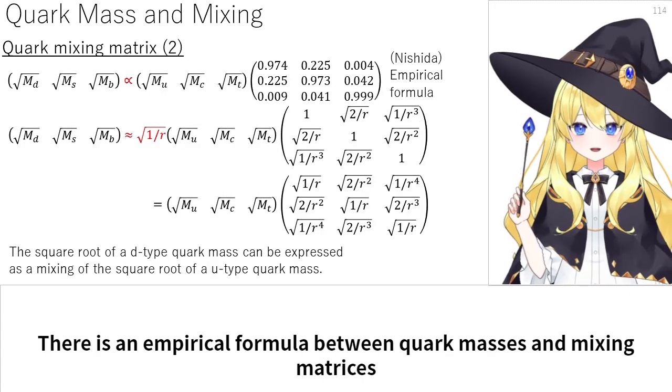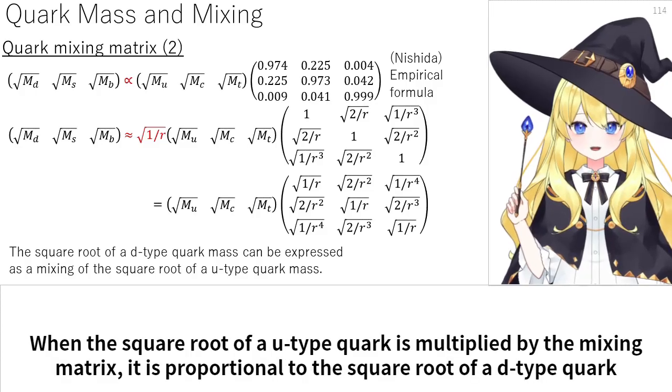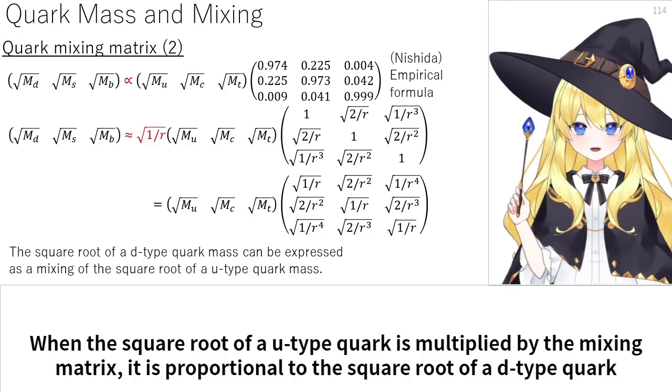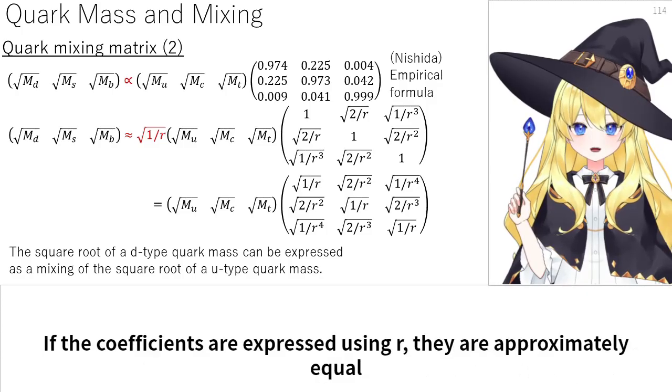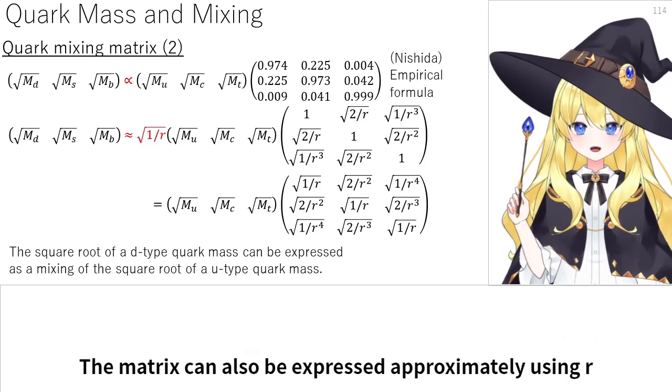There is an empirical formula between quark masses and mixing matrices. When the square root of a U-type quark is multiplied by the mixing matrix, it is proportional to the square root of a D-type quark. If the coefficients are expressed using R, they are approximately equal. The matrix can also be expressed approximately using R.